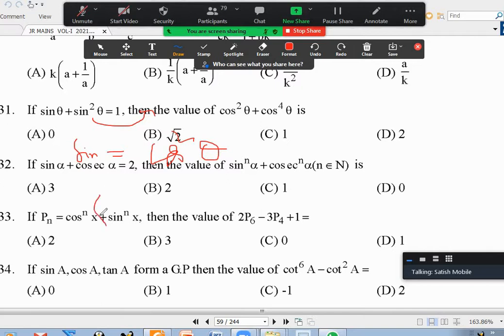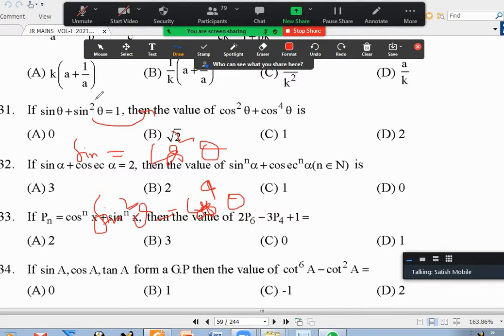Yes, you are right. In the place of cos square theta, we'll put sin theta, sir. In the place of cos to the power 4 theta, we'll write cos square theta whole to the power 2. Then it will be sin square theta. In the given condition, it will be 1. So the answer is option C.